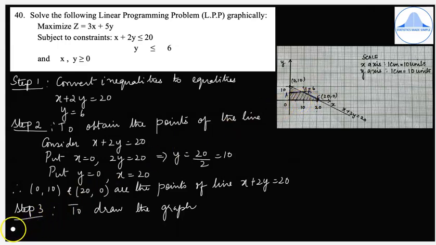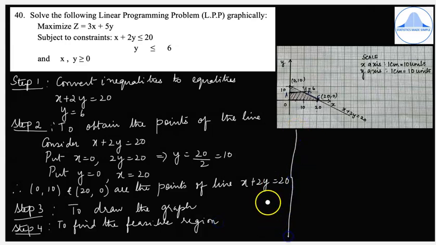Now step 4. So let us do step 4. So what is step 4? Now step 4 is to find the corner points. Or we have to find out the feasible region first. So to find the feasible region, the fourth step is to find the feasible region.